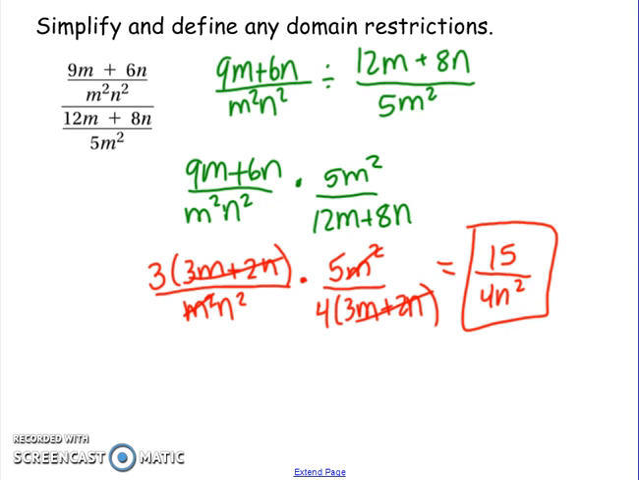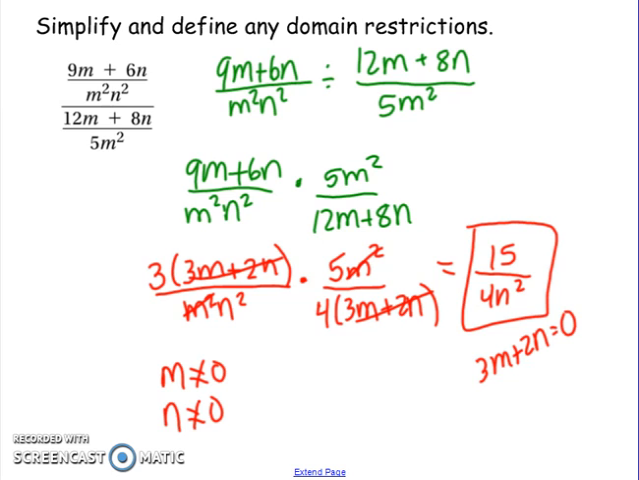And if I set these equal to 0, the m squared and n squared are both going to just equal 0. So m can't be 0 and n can't be 0. The 5m squared, same thing, is going to be 0. And then if I have 3m plus 2n equals 0, I want to solve it for m, and then I want to solve it for n.